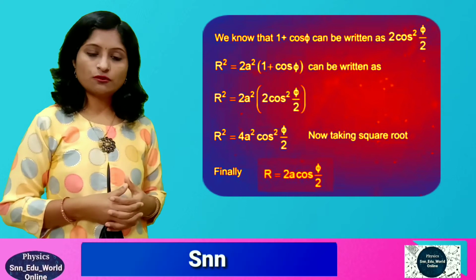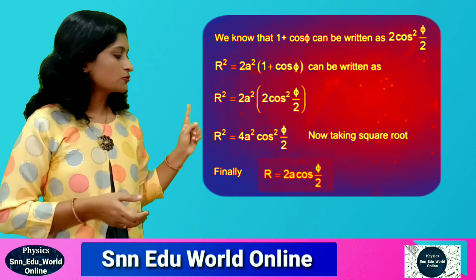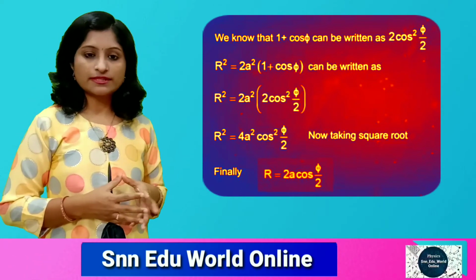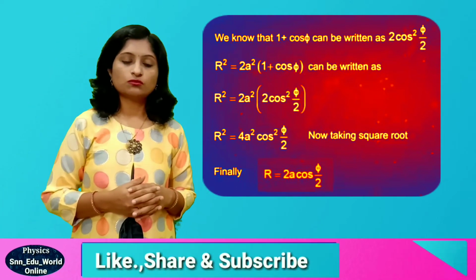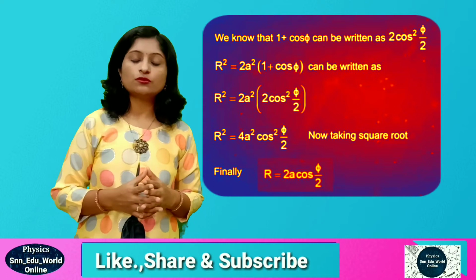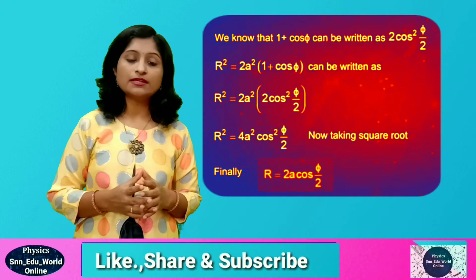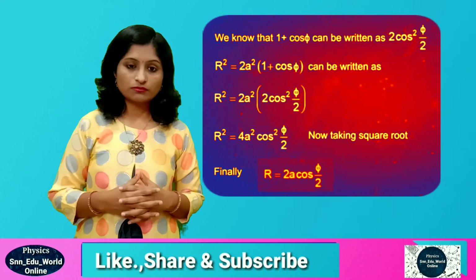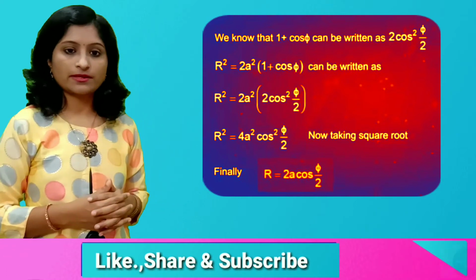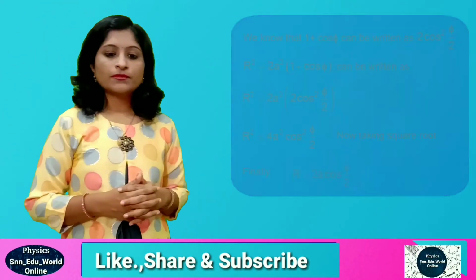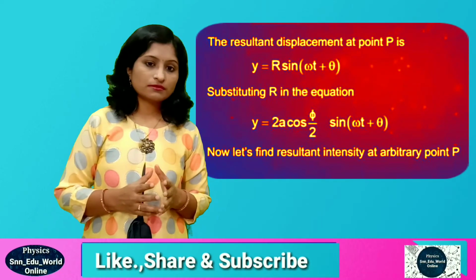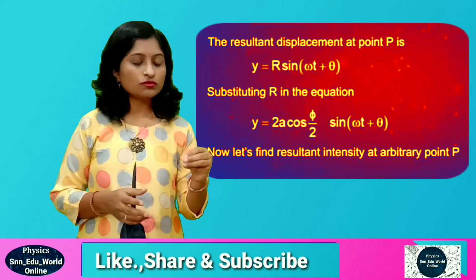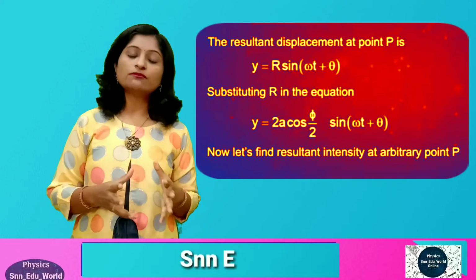So what is the value of r then? Taking square root on both sides, r is equals to 2a cos phi by 2. So this is the resultant amplitude when both the waves have the same amplitude. Okay, so r will be 2a cos phi by 2. Now we will find the resultant displacement at this position P. If r is known, now we can find the resultant displacement y.